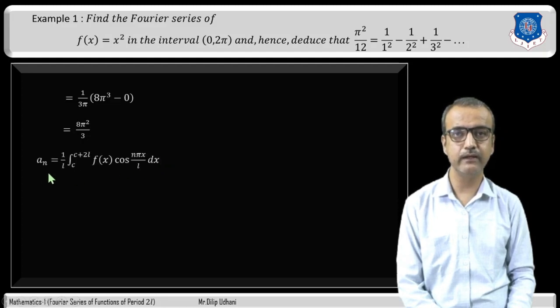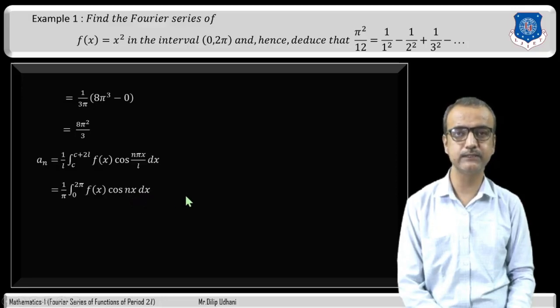Now we will find out an, and an equals to 1 over L integration from c to c plus 2L f of x cos n pi x by L dx. Here we will put down the value of c equals to 0 and L equals to pi, and f of x equals to x square. So we have an equals to 1 over pi integration from 0 to 2 pi f of x, replacing L by pi, so we have cos nx dx. Now we replace f of x by x square, so it is 1 over pi integration from 0 to 2 pi x square cos nx dx. Now we will integrate this function x square cos nx dx using Bernoulli's formula.